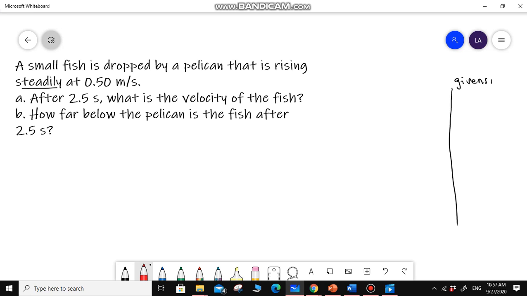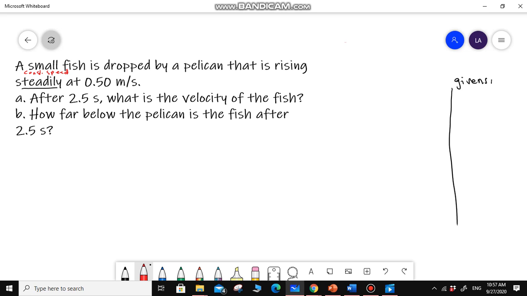A fish is dropped by a pelican that is rising steadily at 0.5 meters per second. Steadily, girls, means at constant speed. A. After 2.5 seconds, what is the velocity of the fish? B. How far below the pelican is the fish after 2.5 seconds?